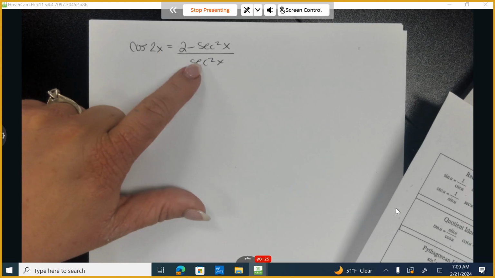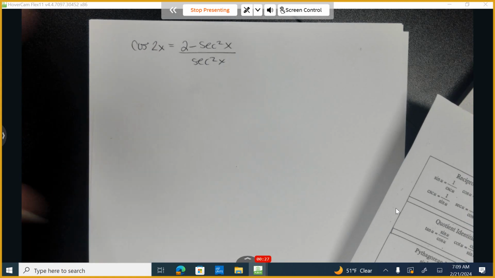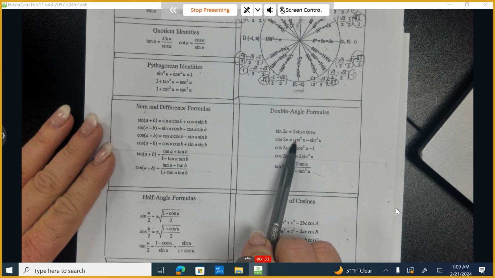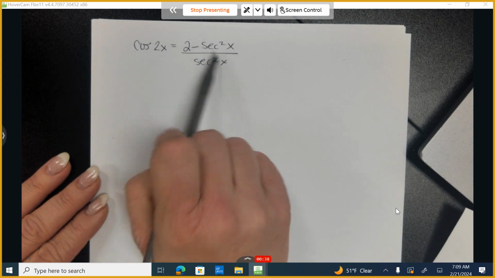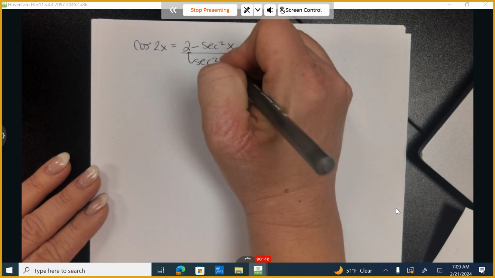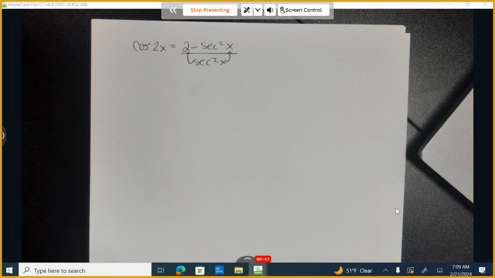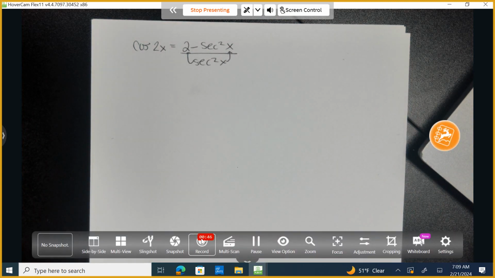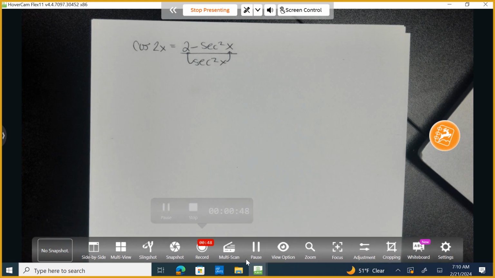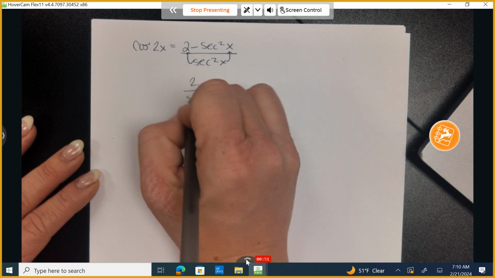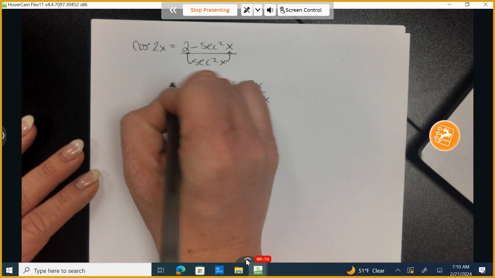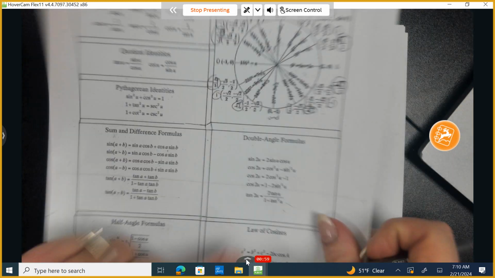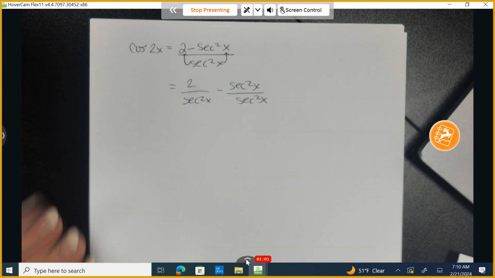So the very first thing I'm going to do is ask myself, what is the cosine of 2x equivalent to? When I look at this paper, I can see there are 3 different versions that I could apply. Now, on the right-hand side, I'm going to rewrite this as 2 over the secant squared x, subtract secant squared x over secant squared x. I have not chosen which version I want to use from the list. I just want to prove the left side is equal to the right side.